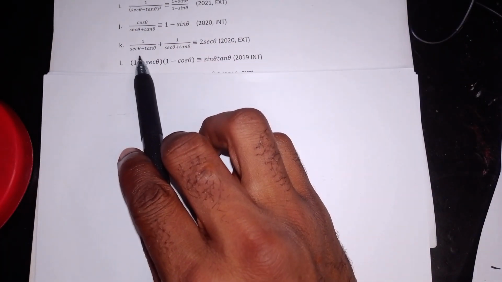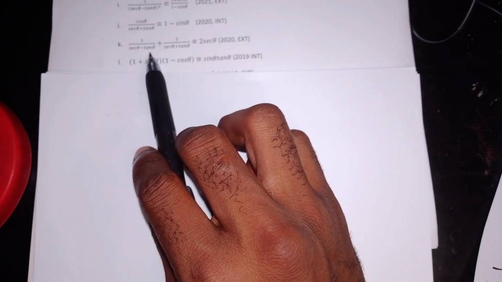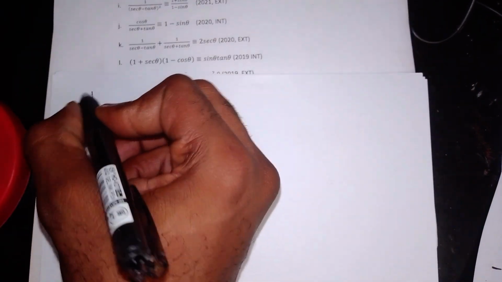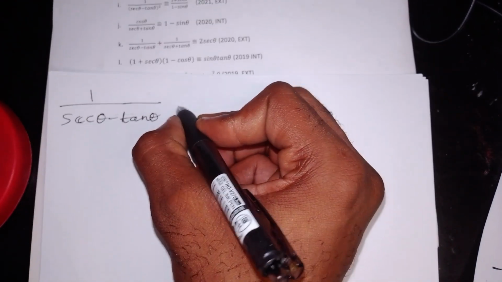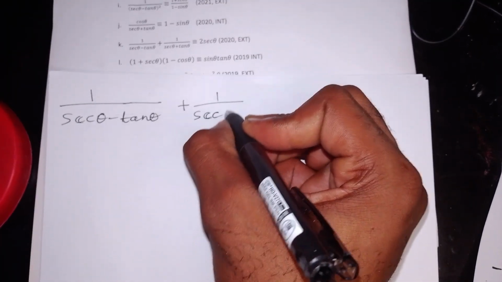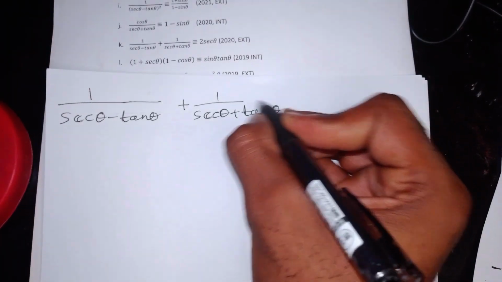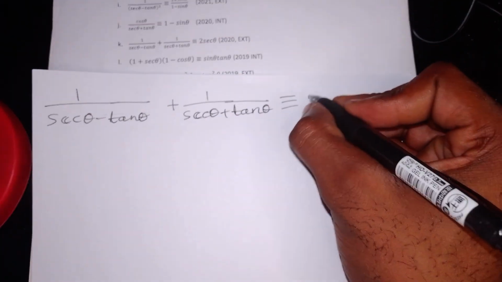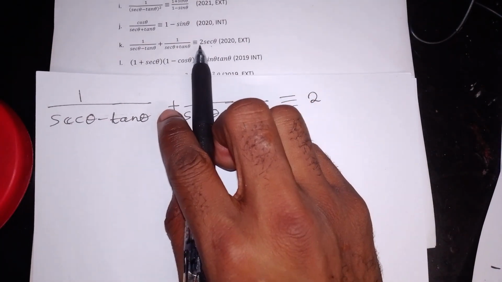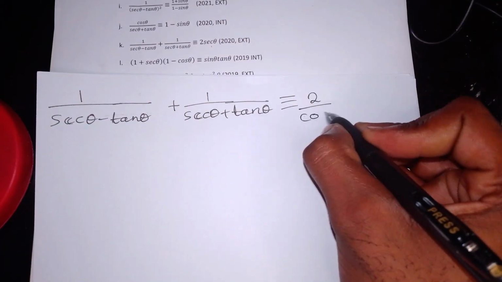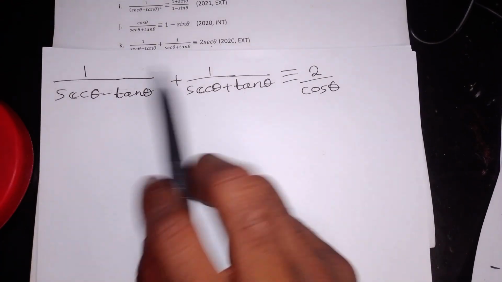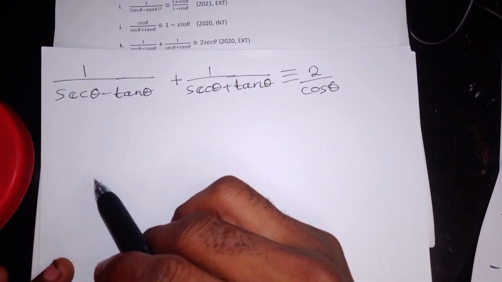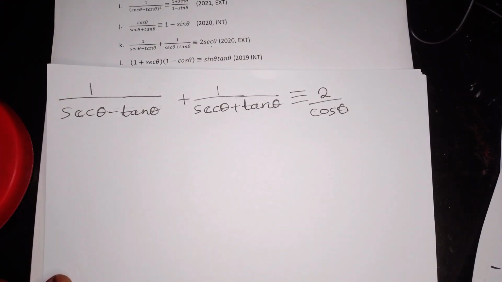Then now we can proceed to 2020 GCE. So we have 1 over sec theta minus tan theta, and then plus 1 over sec theta plus tan theta, and this is equivalent to 2 sec theta. Remember, sec theta is the same as 1 over cos theta. So since we have two parts this side, we have to combine them to form one. And how do you do that?